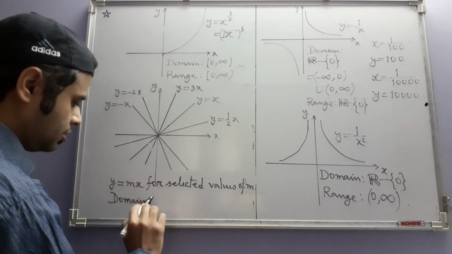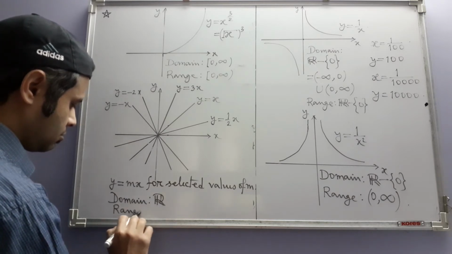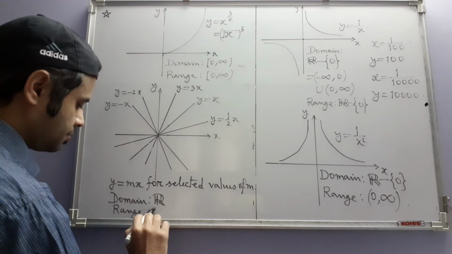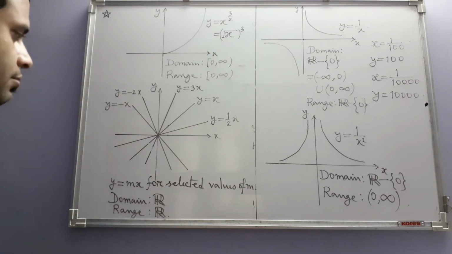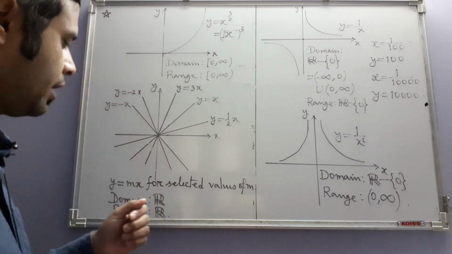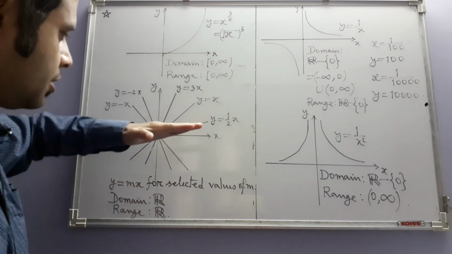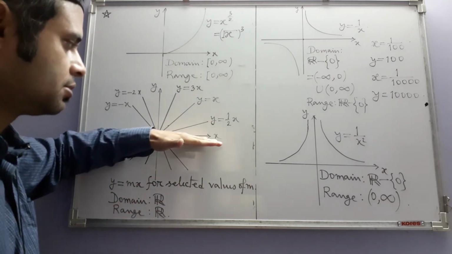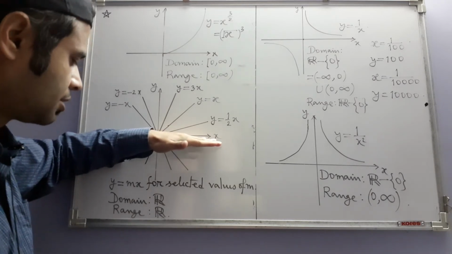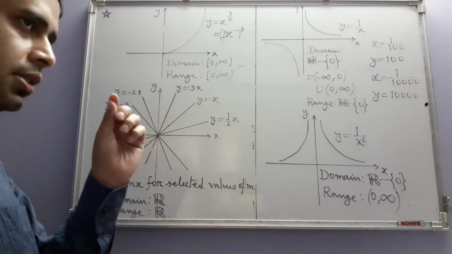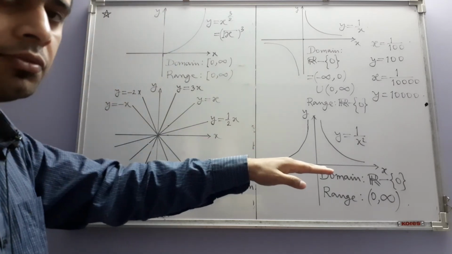The domain is R and the range is also R. What would happen if we take y equal to 0? Then the line will be this. In that case, the domain will be R, but the range will consist of the single real number 0, because the graph is the x-axis itself.